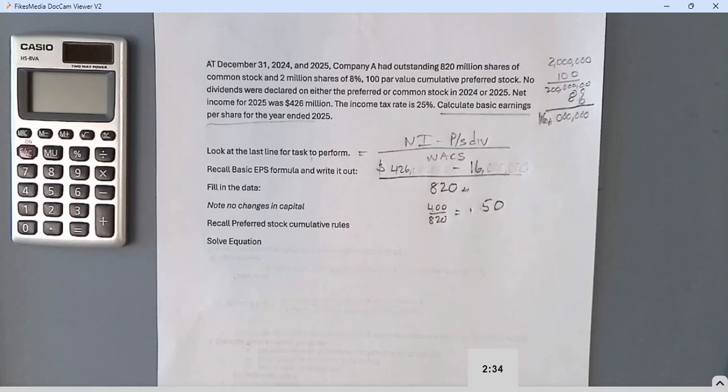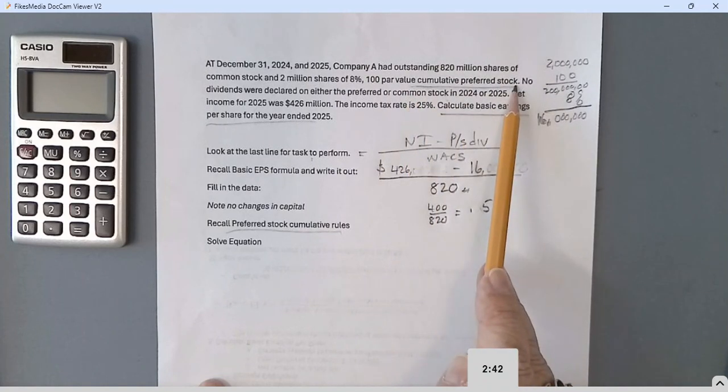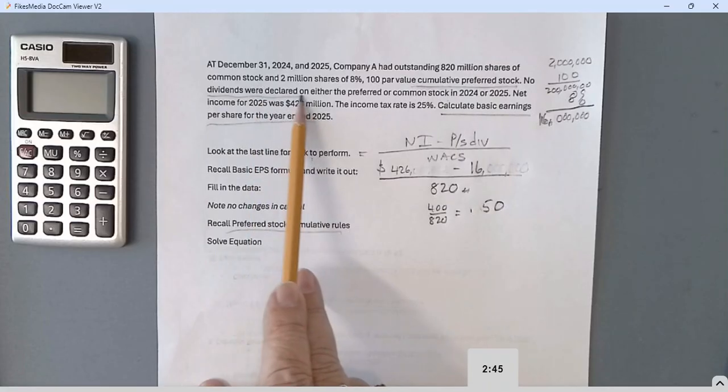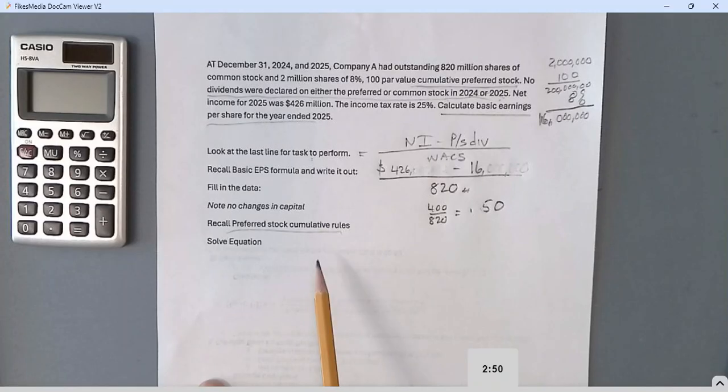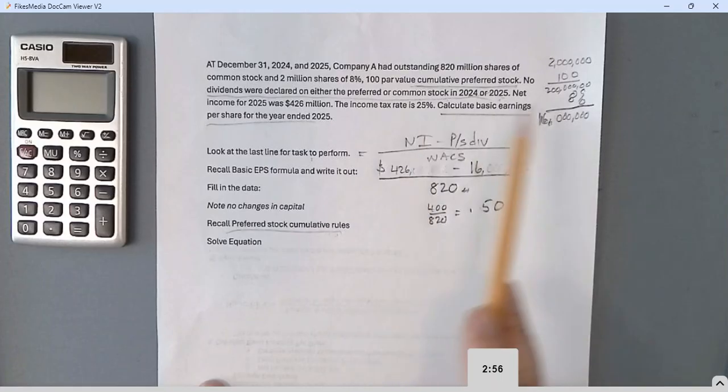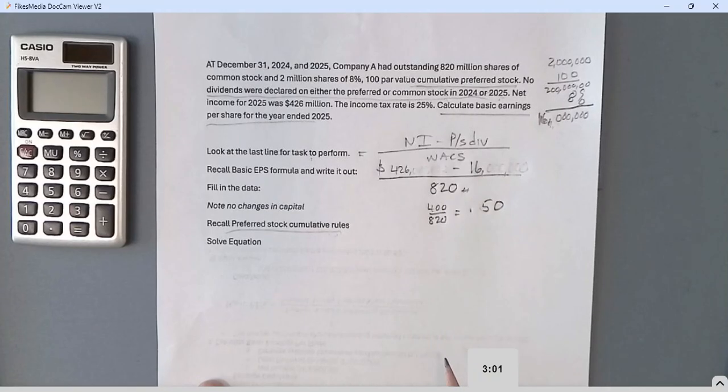Okay. Recall the preferred stock cumulative rule. So let's go back to that. So I had cumulative preferred stock here. So no dividends were declared on either the preferred or common stock in 2024 or 2025. Let's refer back to that issue. So I had calculated only the preferred stock dividend on 1 year. In 2024, the preferred stock dividend was also not paid, and it was calculated in those earnings per share numbers. In 2025, it was also, again, not paid.